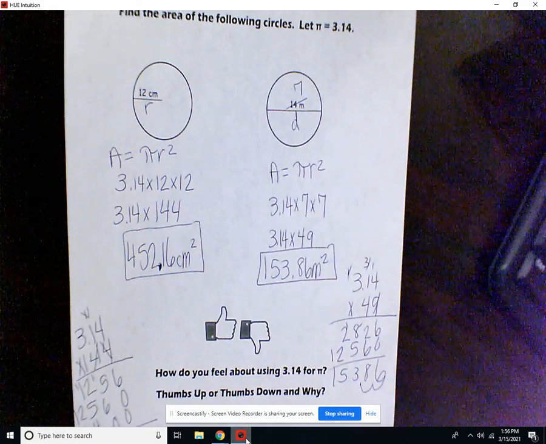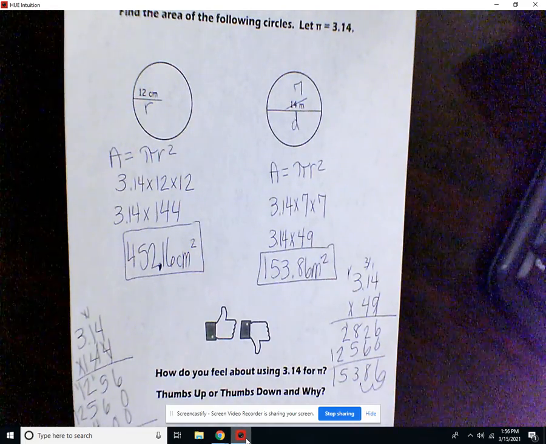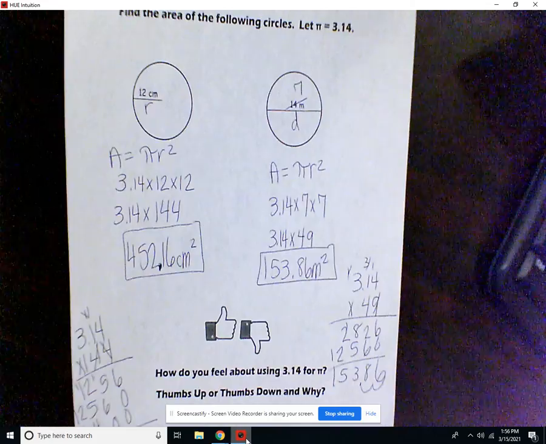Okay, so for the next page, it's going to be using pi in a different form, and then we'll look at two multiple choice questions.